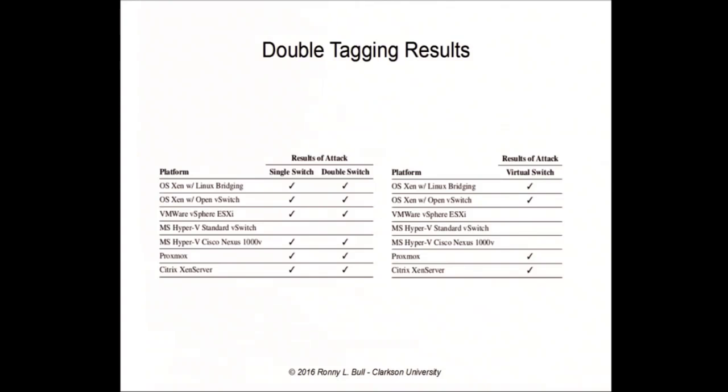Over on the other chart, we see what was successful: what could we launch the attack from? Which environments could we actually send something out from? And in this case, we saw it worked in the bridging environment. So anything that was a bridge, except for ESXi in this case, worked. We also saw it work in Xen server with Open vSwitch and just a standard Xen environment with Open vSwitch. So pretty much all the open source software was affected by this attack.